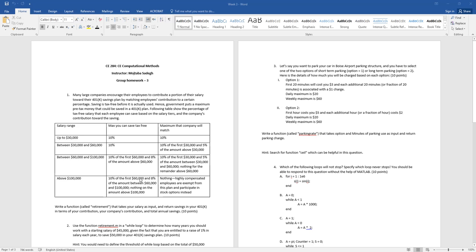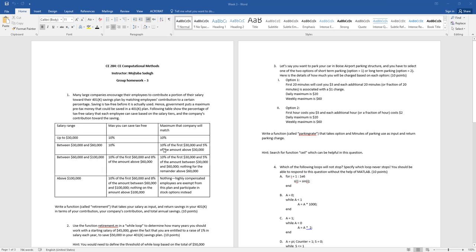So this is basically an algorithm that is used by many companies to calculate how your retirement plan can work. As an example, the algorithm says that up to an annual salary of $30,000, what you can save tax-free is 10%. This is the contribution that you can have to your retirement, and the company will match 10%. So basically 10% you give, company match is 10% as well. Between 30,000 and 60,000, you can save all the way to 10% of that.